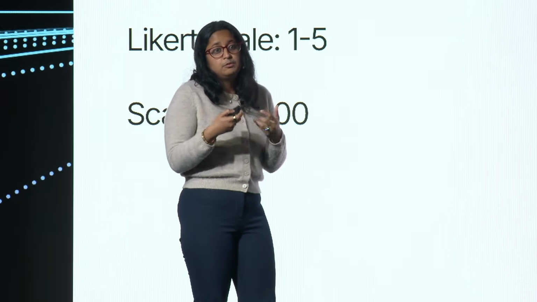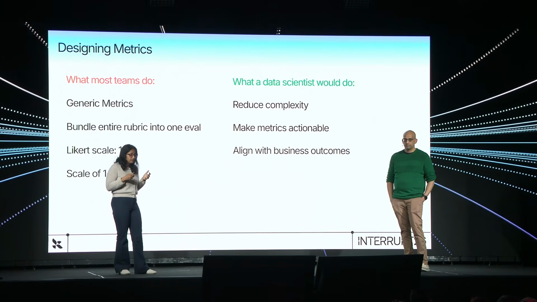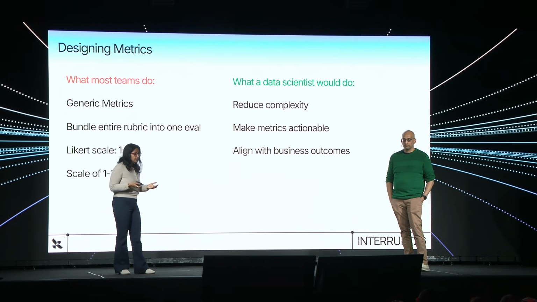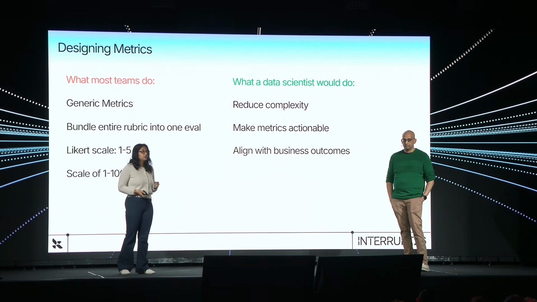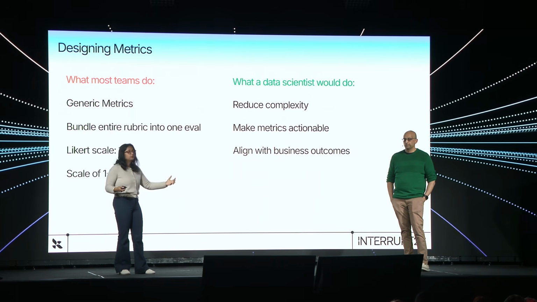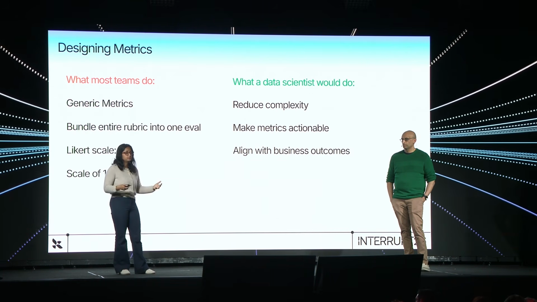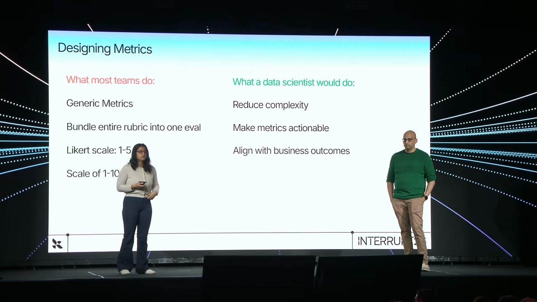How might we revisit this problem as a data scientist? Well, we'll try to make the problem as least complex as possible. We'll try to make things a binary classification problem. We're trying to ask the judge for whether something fails or not, a binary classification problem, rather than 1 to 100 or 1 to 5 scoring for something like failure. We also want to make these actionable or align with business outcomes.